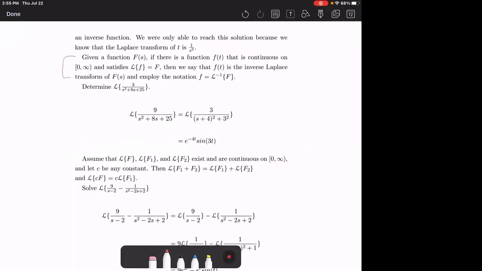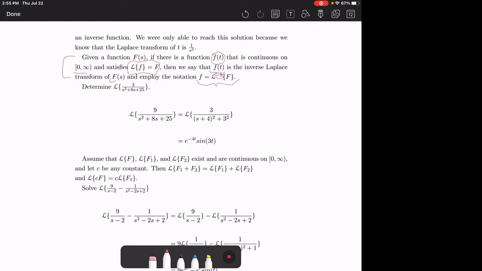So given a function F of s, if there is a function little f of t that is continuous from 0 to infinity and satisfies that its Laplace transform is capital F, then we say that little f is the inverse Laplace transform of big F. And we use the usual notation. We just use the inverse notation on it.